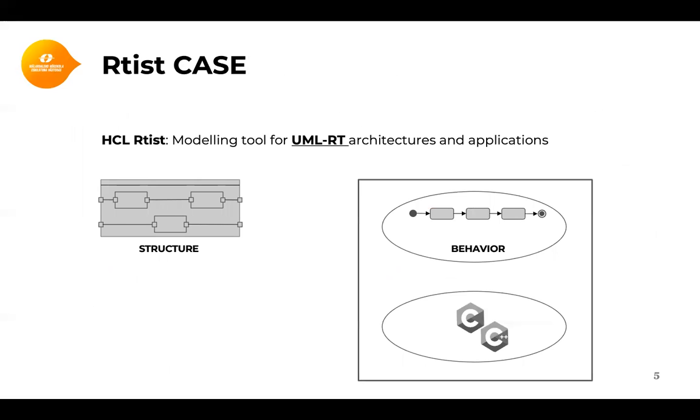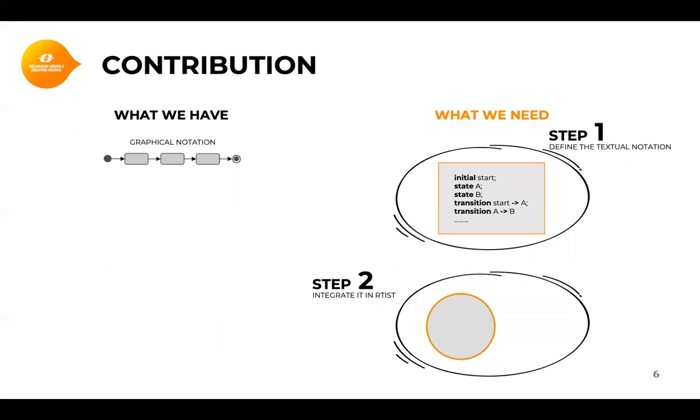In this work, our focus is on a modeling tool for UML-RT architectures and applications called Rtist that only supports graphical modeling. It models structures through composite diagrams and behavior through state machine diagrams. Moreover, it uses C and C++ action code for the description of algorithmic behaviors within graphical state machines. Now, even though the latter is itself textual, it is a foreign entity that has no overlapping with the graphical model elements. So in Rtist, what we have are graphical notations in order to model architecture and software.